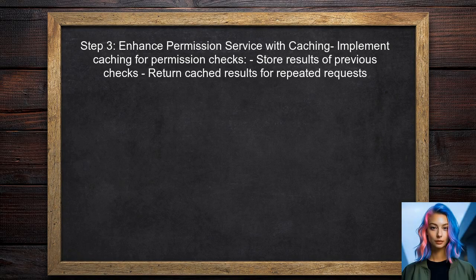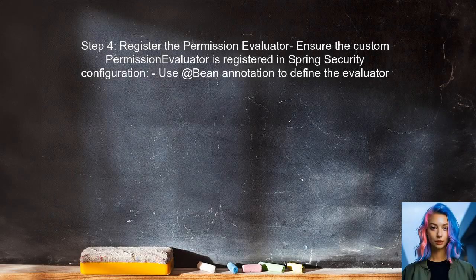Additionally, the user can enhance the permission service by adding caching mechanisms. This will reduce the number of permission checks for the same objects, improving performance. Finally, the user should ensure that the permission evaluator is registered correctly in the Spring Security configuration. This will allow the application to utilize the new logic for collections seamlessly.